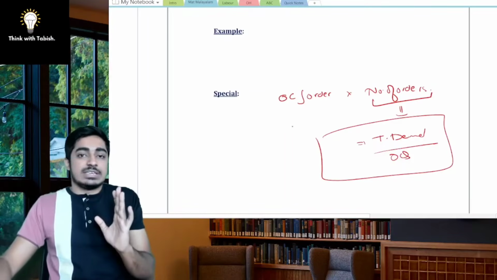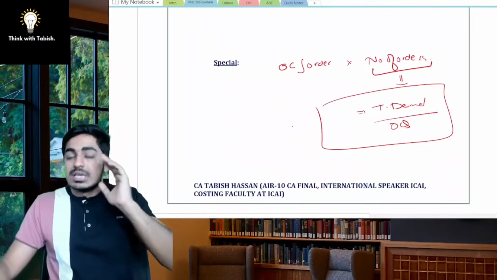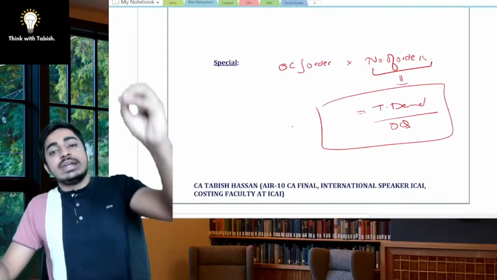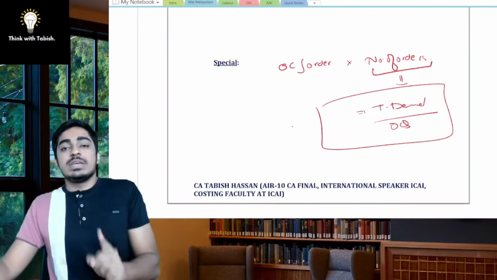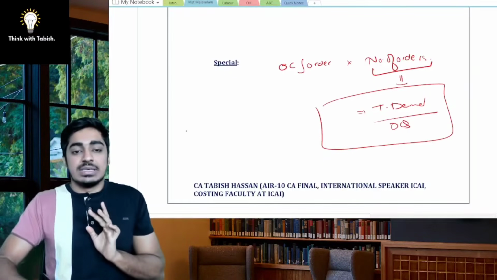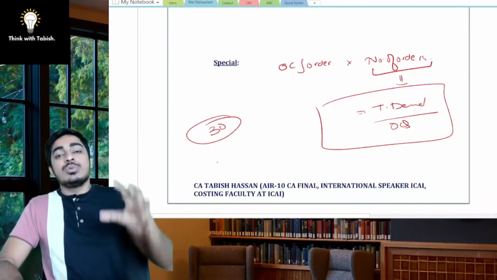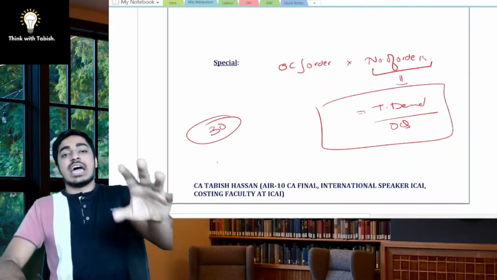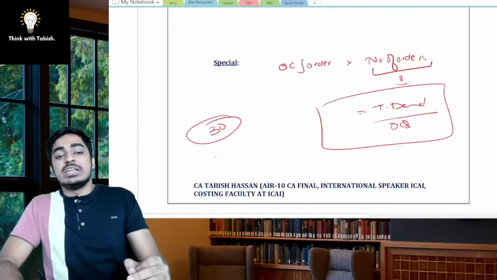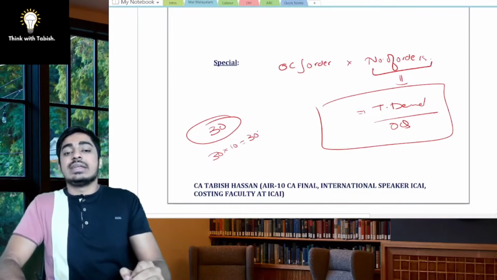One interesting observation. Suppose I went to the shop today and bought the entire 300 kg today. I have to pay just 30 rupees once. My total ordering cost is only 30 rupees. But if I go and buy 30 kg, 30 kg, 30 kg, I buy 10 times. So I have to pay 30 rupees into 10, that is 300 rupees.